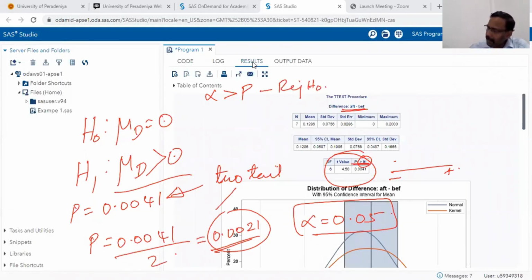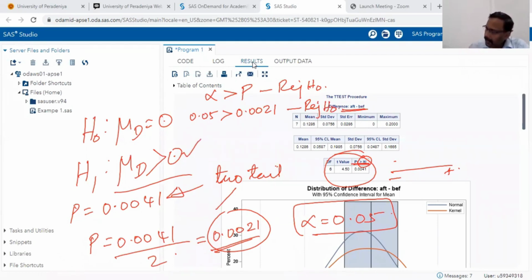So what is my alpha value? 0.05. What is my p value? The p value for one tail is 0.0021. So we could reject our null hypothesis, and we could accept our alternative hypothesis.